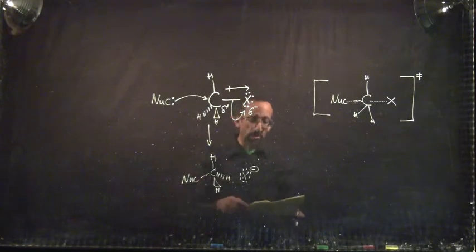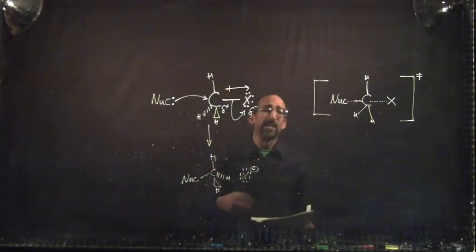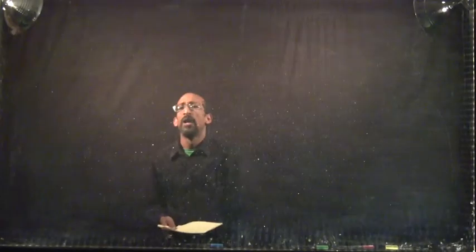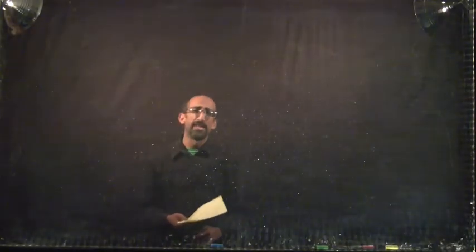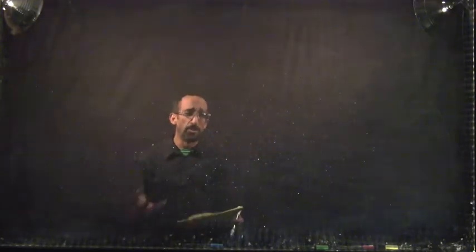Now I want to go through and really dig into the different things that will affect an SN2 reaction. There are 5 things that we need to consider in the SN2 reaction. We need to consider the electrophile, the nucleophile, the leaving group, the solvent, and the product. We're going to take a look at each of those one at a time. So let's start with the electrophile.